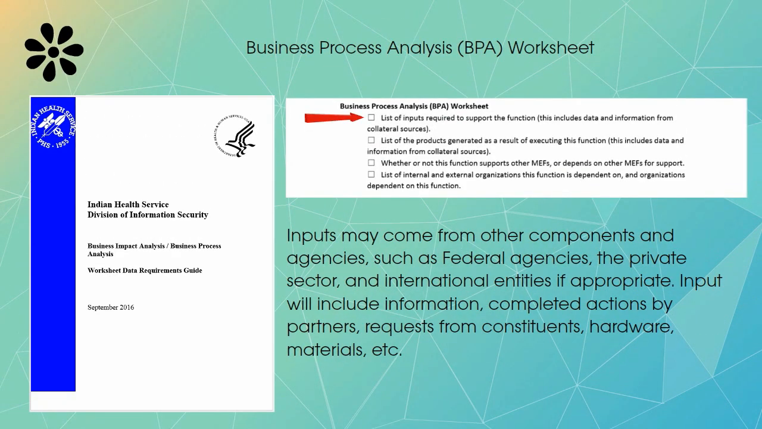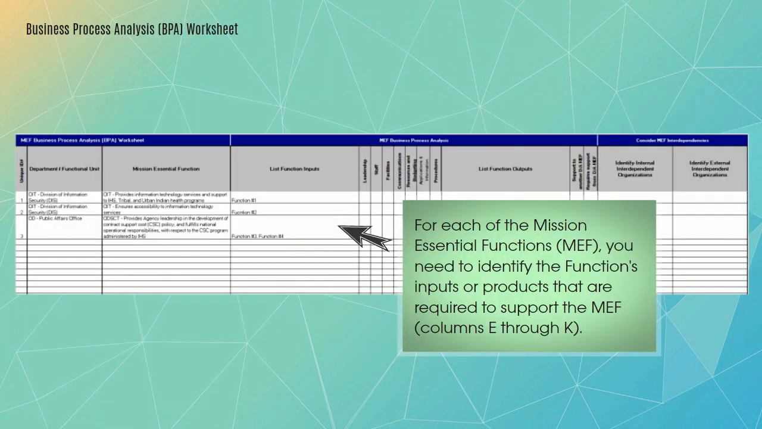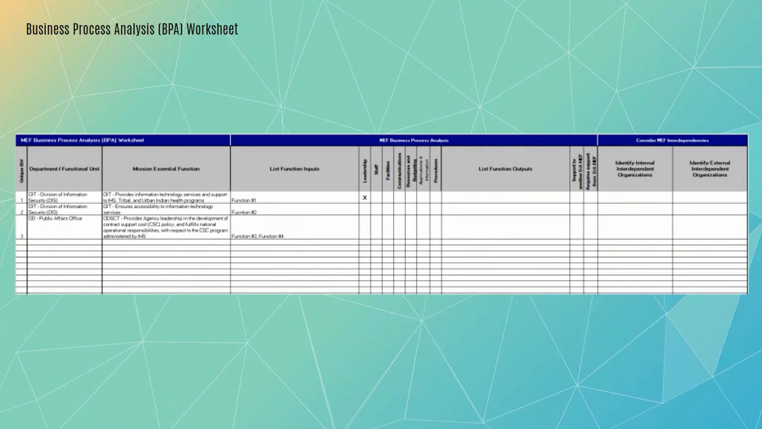Inputs may come from other components and agencies, such as federal agencies, the private sector, and international entities if appropriate. Input will include information, completed action by partners, requests from constituents, hardware, materials, etc. For each of the mission essential functions, you need to identify the function's inputs or products that are required to support the MEF, columns E through K.